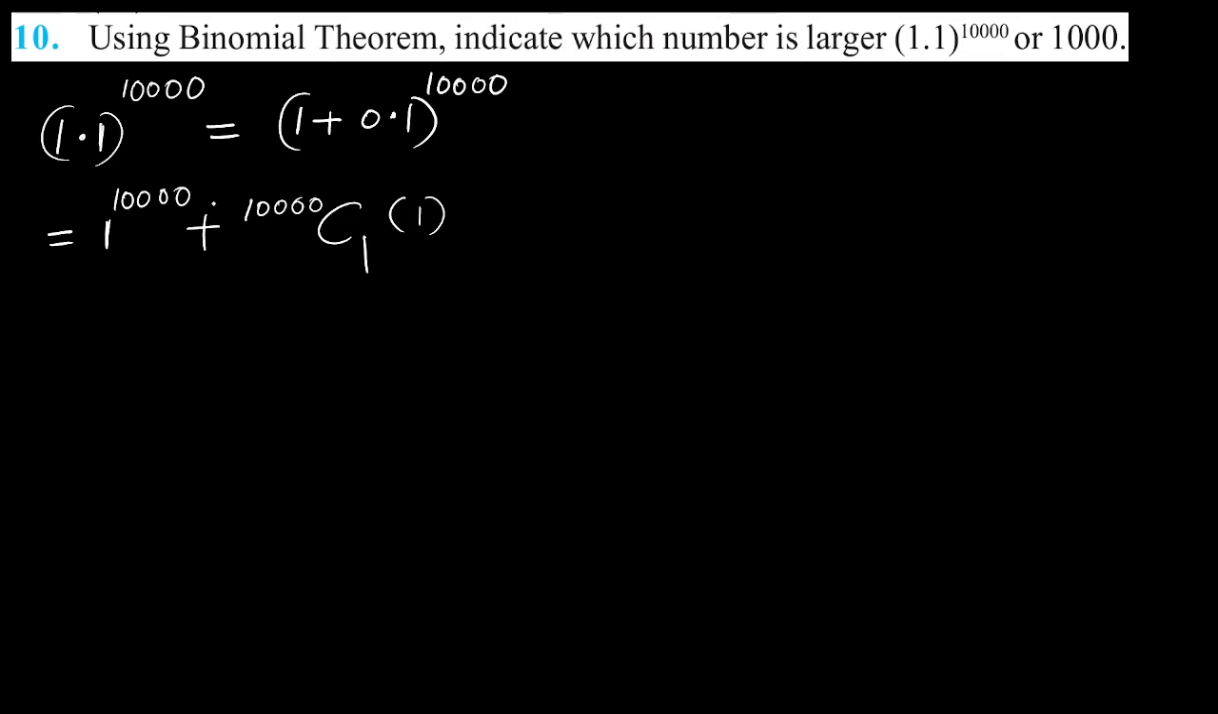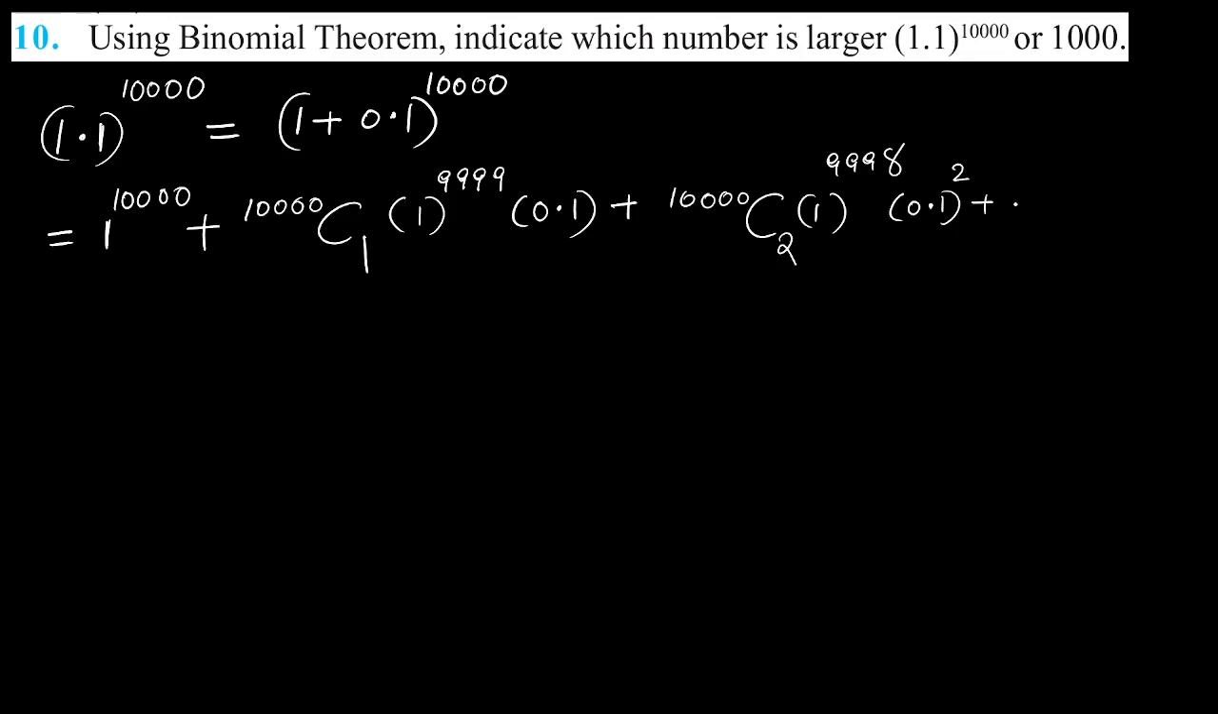10,000 minus 1 will be 9,999. The power of 1 is decreased by 1, and at the same time the 0.1 will come here. Then let me write one more term. 10,000 C2, the power of 1 again decreases by 1, 9,998, and the other term will be 0.1 squared. Then other terms, etc. No need to write all the terms.